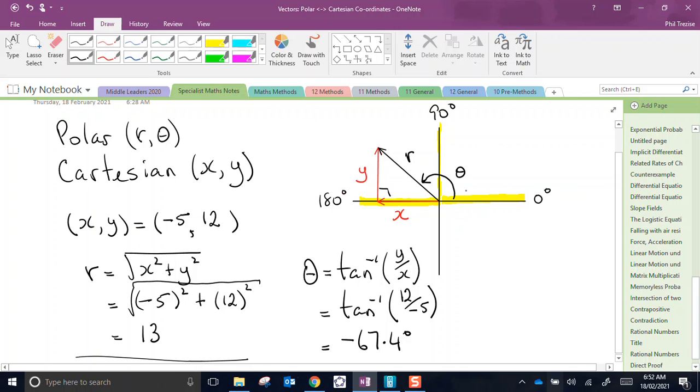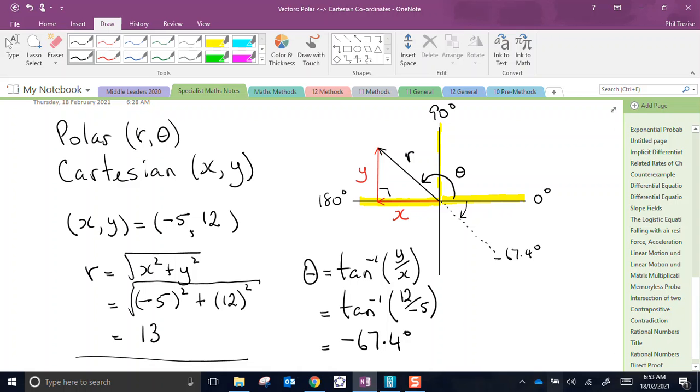Well, if angles increase to the positive from 0 in a positive sense going this way, negative angles would turn the other way. So there would be the line for -67.4 degrees. But that's nowhere near the direction of my vector. And this is the problem with taking inverse of sine or cosine or tan. There will be two possible answers. And your calculator, in this case, happens to have given me the answer in the fourth quadrant. But I would find a different angle in the second quadrant, which is exactly in line with this.